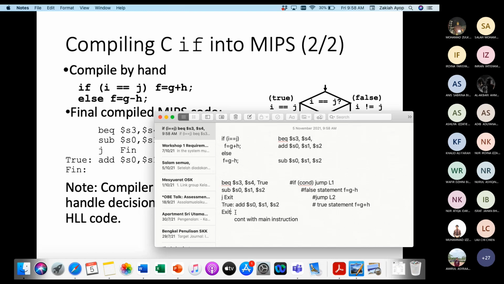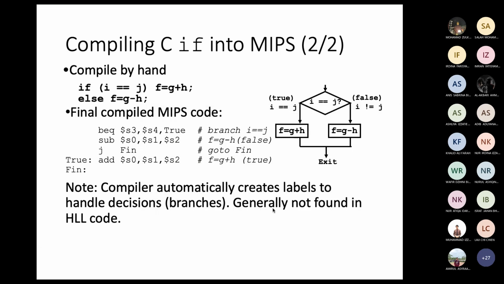But usually I would use label 1, label 2, because sometimes you have more than one if. If you have more than one if, you cannot use the exit. So maybe you would use labels like this: label 1, label 2, label 3, label 4, like that. You can convert into this using this style.